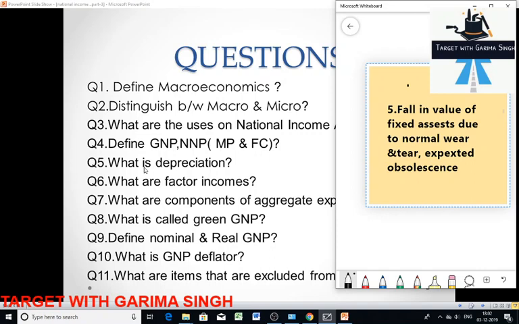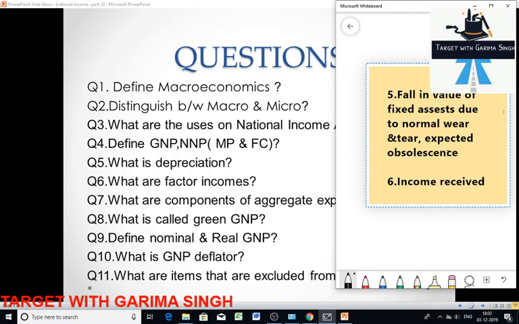Now move on to topic 5. What is depreciation? It is the fall in value of a fixed asset due to normal wear and tear, as well as expected obsolescence. Technology gets obsolete, or machinery gets obsolete with the passage of time, then it's called depreciation. Depreciation is also known as consumption of fixed capital.